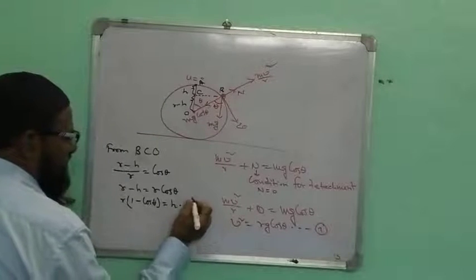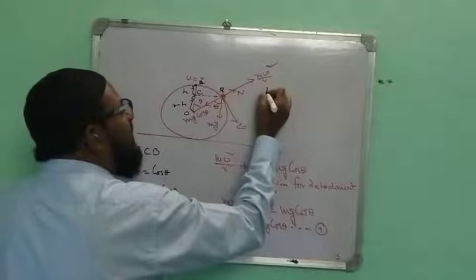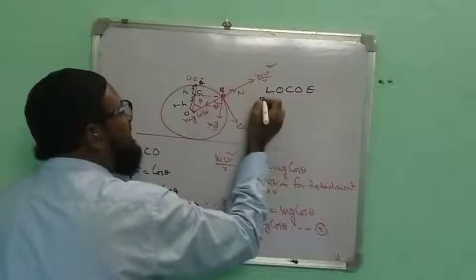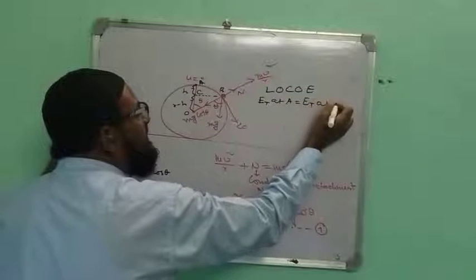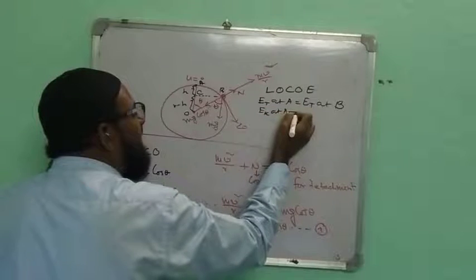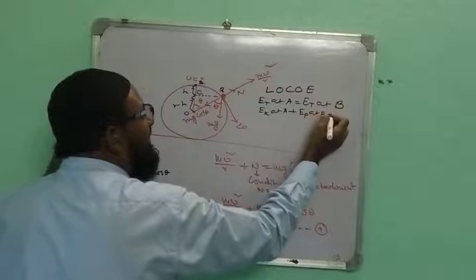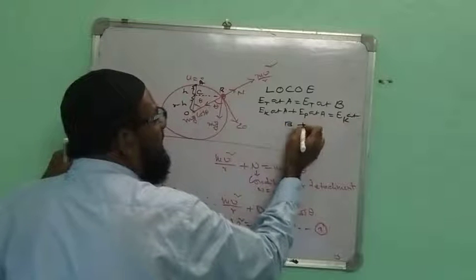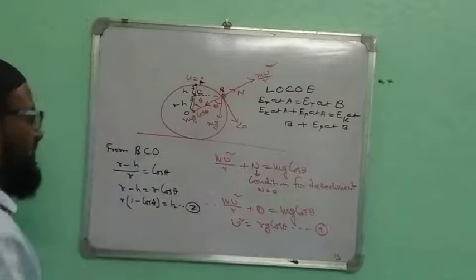Now, applying the law of conservation of energy. Total energy at A equals total energy at B. That is, kinetic energy at A plus potential energy at A equals kinetic energy at B plus potential energy at B. This is the law of conservation of energy.